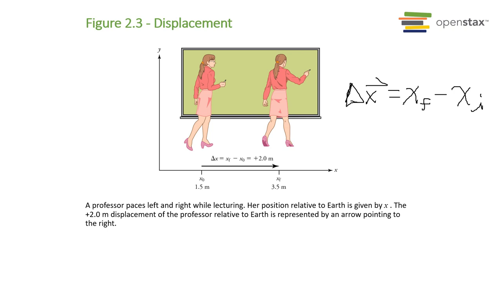Displacement is not affected by route. You only care about where you end and where you start in the straight line between them. Total distance traveled does depend on the route you take, which is a big distinction between total distance and displacement. Total distance is literally path dependent and does not matter what direction you move. Displacement is the linear distance between where you end and where you started, and the path is irrelevant, but direction matters. In this example, we have a positive 2 meter displacement.